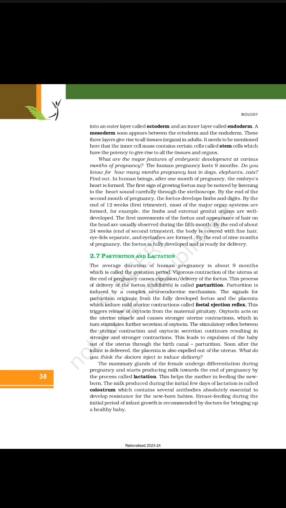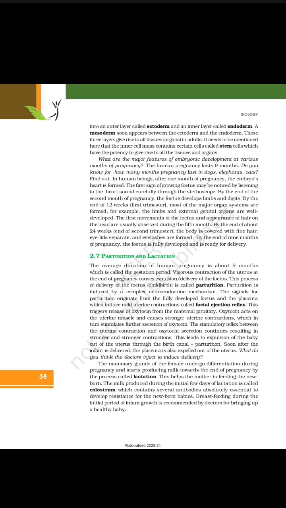Parturition and lactation. The average duration of a human pregnancy is about 9 months, which is called the gestation period. Vigorous contractions of the uterus at the end of the pregnancy cause expulsion, delivery of the fetus. This process of the delivery of the fetus, childbirth, is called parturition. Parturition is induced by a complex neuroendocrine mechanism. The signals for parturition originate from the fully developed fetus and the placenta, which induce mild uterine contractions called fetal ejection reflex. This triggers release of oxytocin from the maternal pituitary.